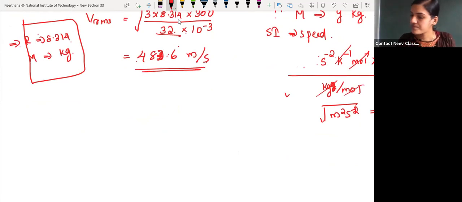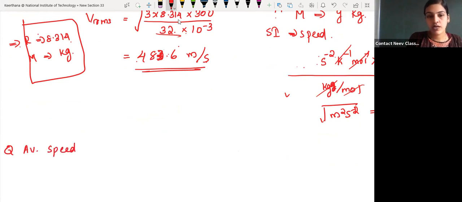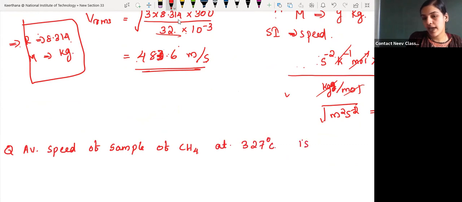Okay, next question. The average speed of a sample of CH4 at 327 degrees Celsius is X. Then at what temperature will its value be 3X?